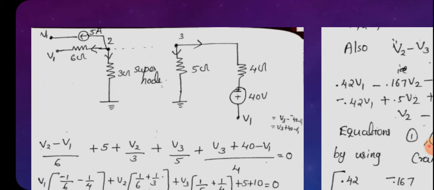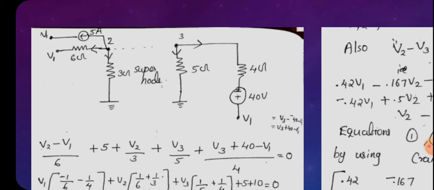When we are considering the 6 ohm resistor, you can see the current through the 6 ohm will be (V2 minus V1) by 6. There will be no confusion, okay? And next is the 5 ampere current source. The current itself is given, so it is plus 5. And next is the 3 ohm resistor. So the current through the 3 ohm is equal to V2 by 3.